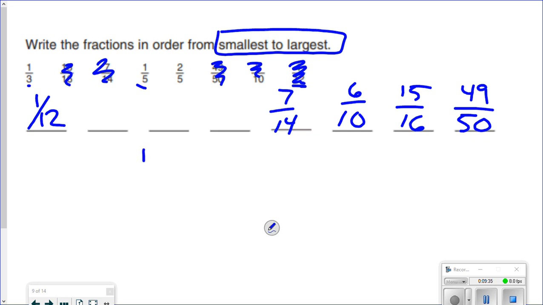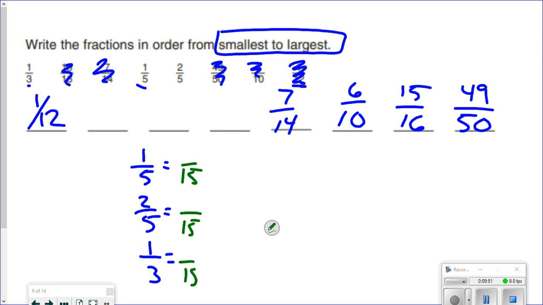I'm going to stack these last 3 up just to make sure I don't make any mistakes. What number does 5 and 3 both go into? They both go into the number 15. You're probably like, Mr. Green, this is taking forever. If you take your time, you'll be fine.